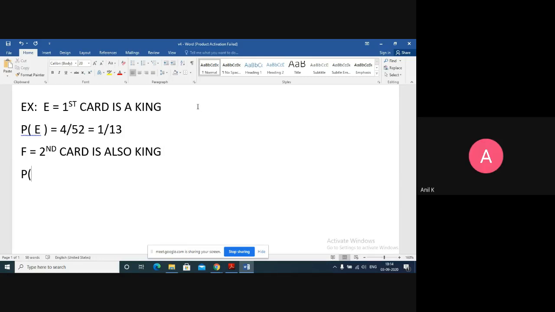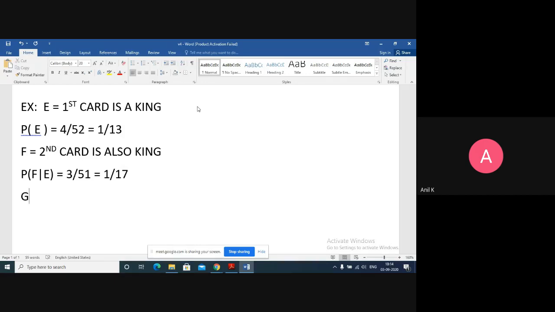Probability of F happening when E has already happened. That means I am making sure that my first card is a king only. Now out of 4 kings, E already happened, so 3 cards will be left out of 52, and since event E already happened, one card is already taken out. So it will be 3 upon 51, or 1 upon 17.